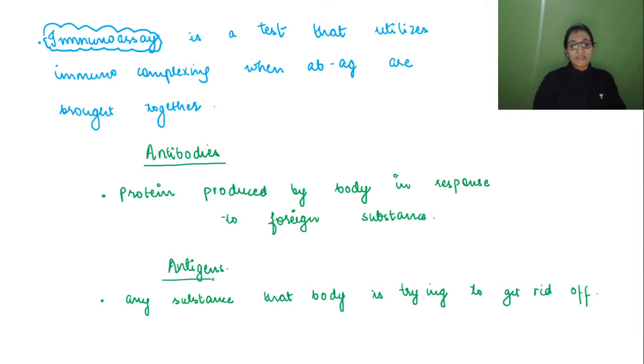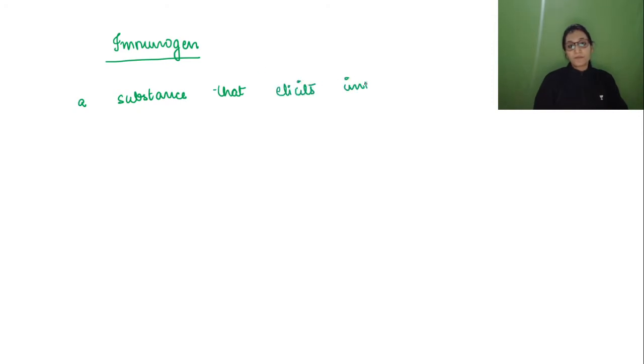Then what is an immunogen? Antibodies, antigens and immunogen. So immunogen is a substance that elicits the immune response. For example, a drug-protein conjugate.